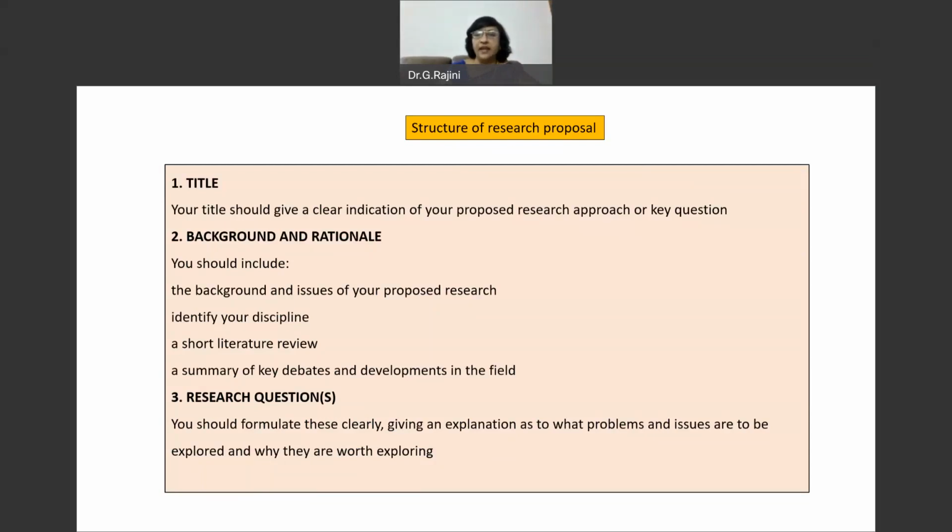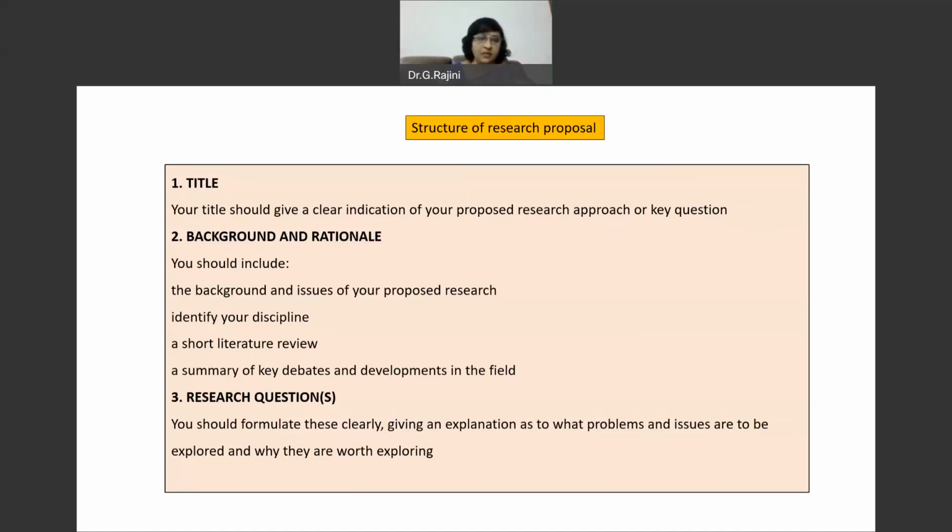First comes the title. The title should be very clear about what you are trying to do, and you have to write about the background and the rationale. In the rationale you should write about the international relevance and the national relevance, so how far it is applicable. Then the background and the issues of your proposed research. There should be a problem. Where do you identify that? You identify it with the literature review, and the summary of key debates and developments in the field should be there in the background.